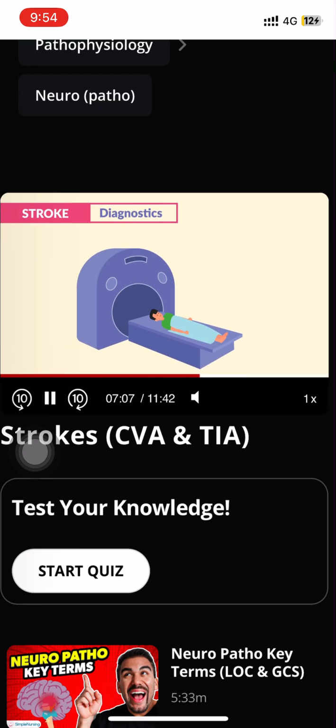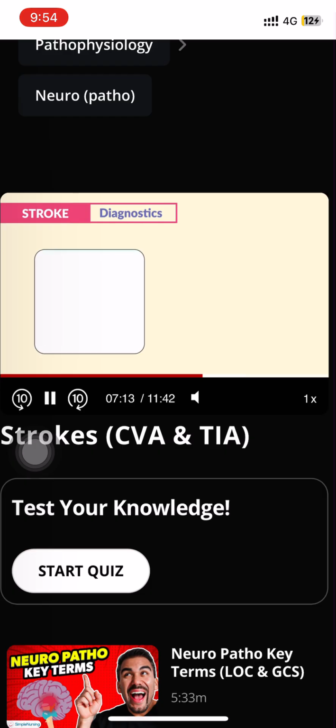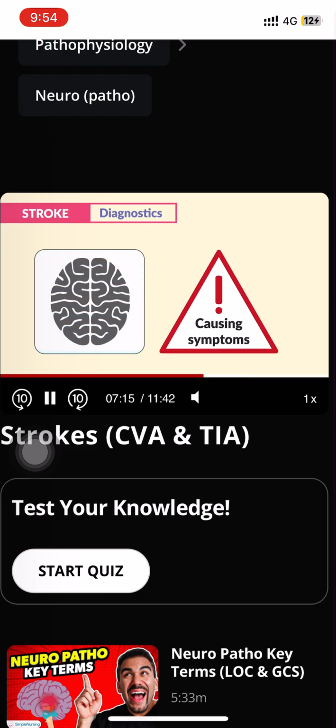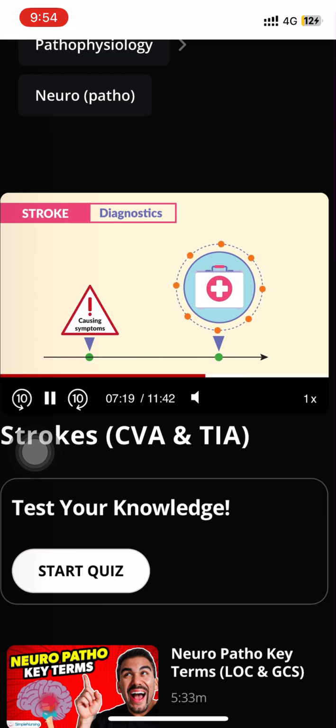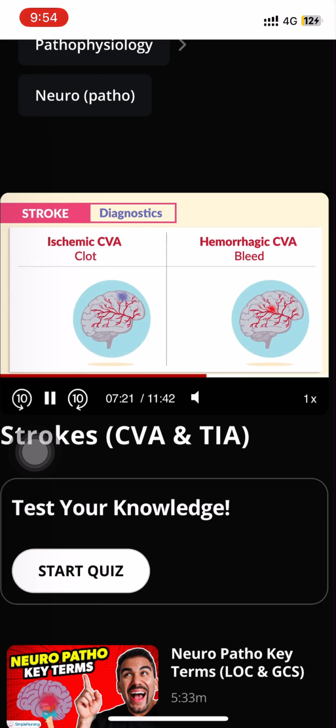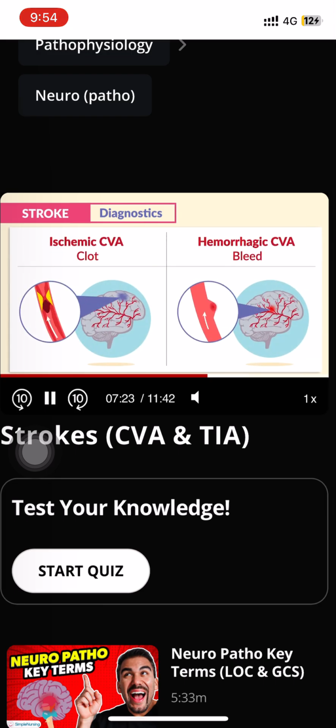Now for diagnostics, the number one goal here, as mentioned before, is a CT scan immediately. We need to take a picture of the brain and pinpoint the exact cause. We need to know this first before we start treatment, since treatment will be very different depending on the type of strokes.